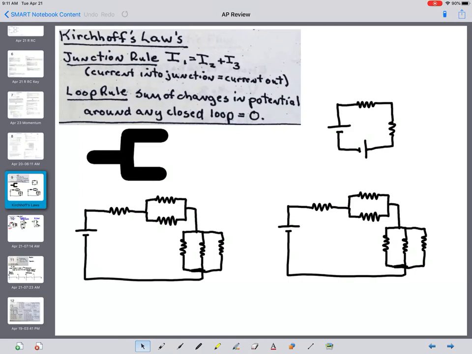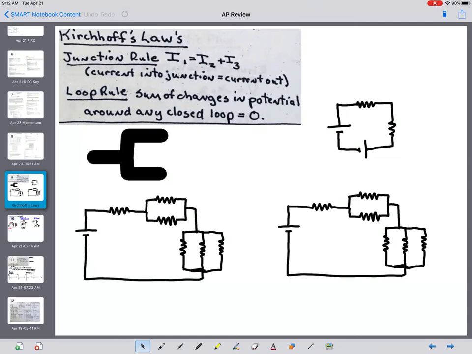This is a review summary of Kirchhoff's laws. Kirchhoff's laws are basically tools to be able to use in analyzing any circuits. Oftentimes they are applied to more complex circuits when your normal series and parallel are not easy to apply. But Kirchhoff's laws even apply to normal series and parallel. Junction rule and loop rule.